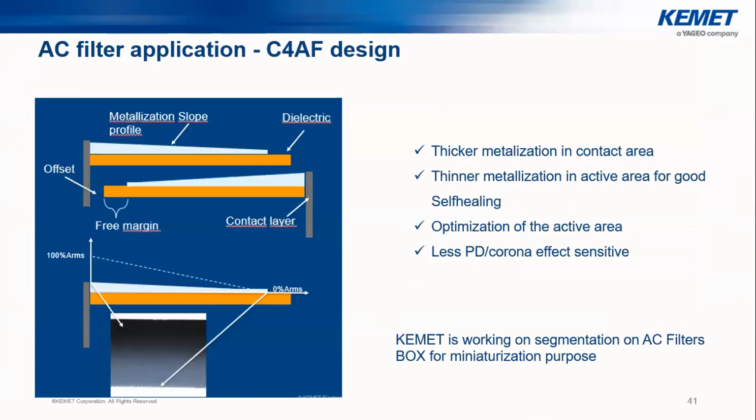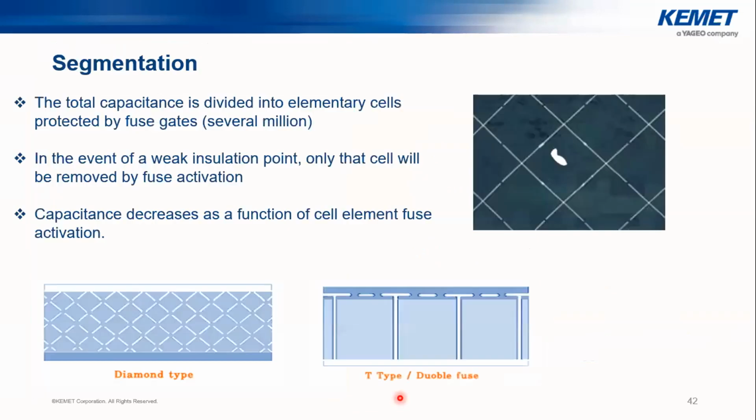For the AC filter applications, for example, we have used thicker metallization in the contact areas, and thinner metallization in the active areas for the self-healing. We optimize the active area, and in this design, we have less partial discharge or corona effects, along with the thicker metallization in the contact area. And besides that, we also work on the segmentations.